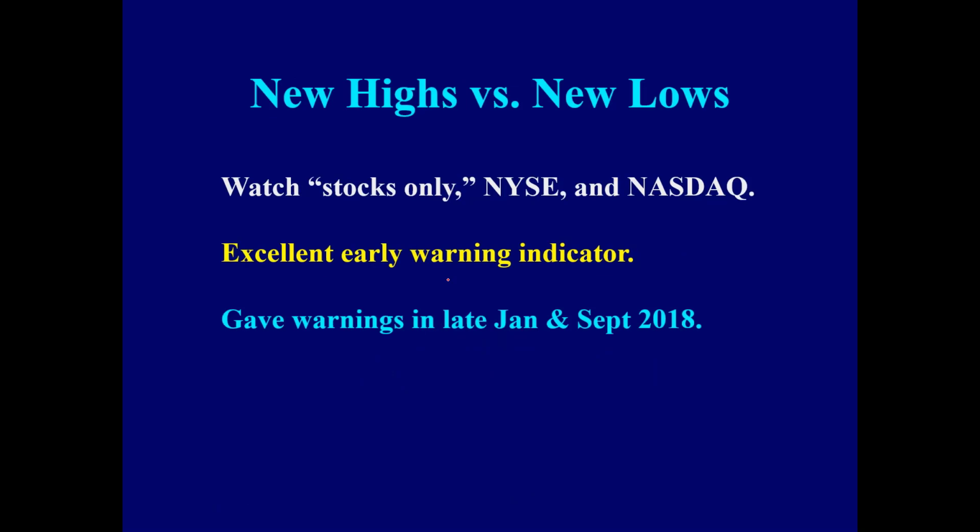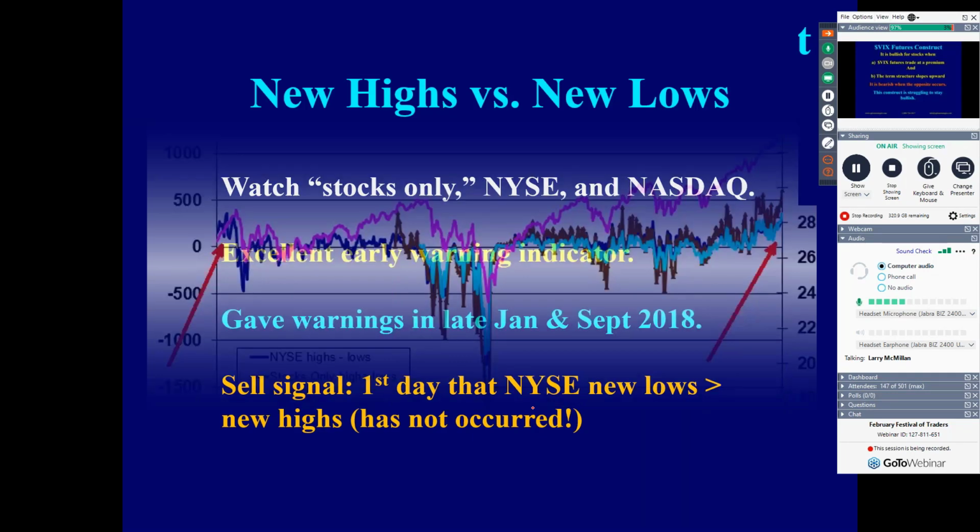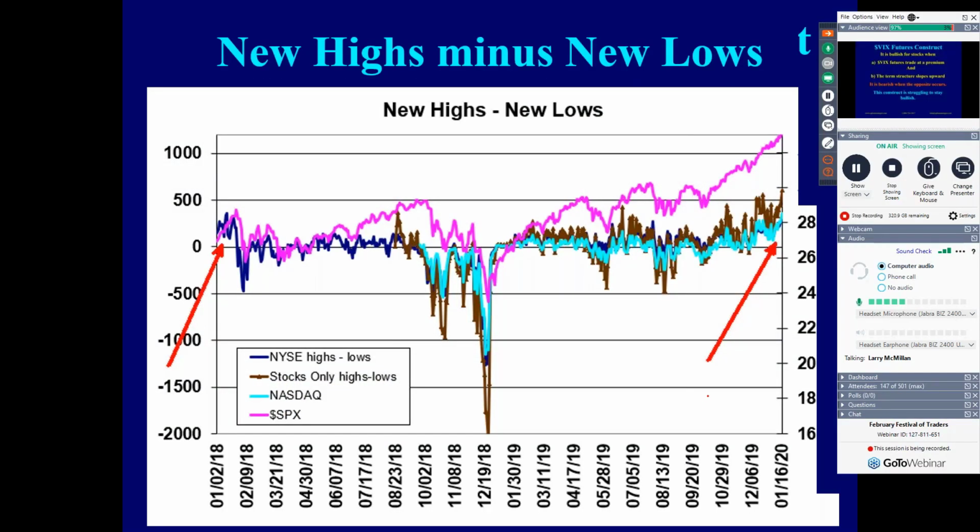There's one other indicator we're watching, that's new highs versus new lows. It's sometimes a pretty good early warning indicator. And there's a signal here. We back tested this. The first day, after a long overbought condition, which we had, the first day that New York Stock Exchange new lows are greater than new highs, that's a sell signal. Well, here's how it has been developing recently, and you can see the new highs are well above new lows, and it created all this kind of open space. Here's the zero line right there.